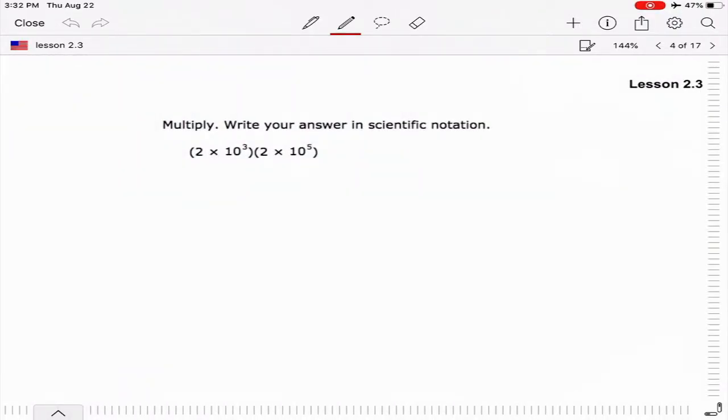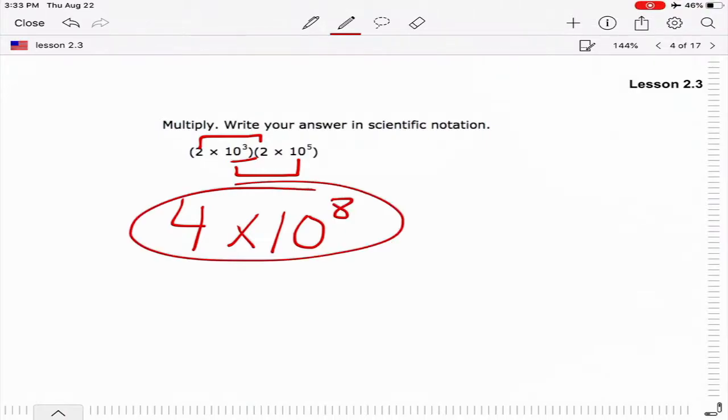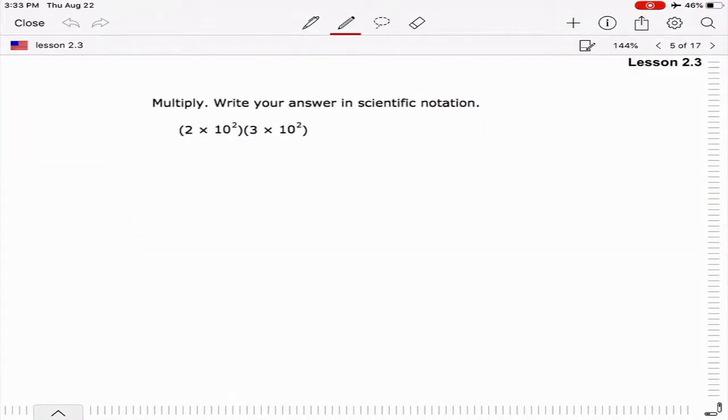So here, it's the same thing as before. Just multiply your a's. 2 times 2 is 4. And then 10 to the 3rd times 10 to the 5th is times 10 to the 8th. Done. Okay, so try this one on your own.